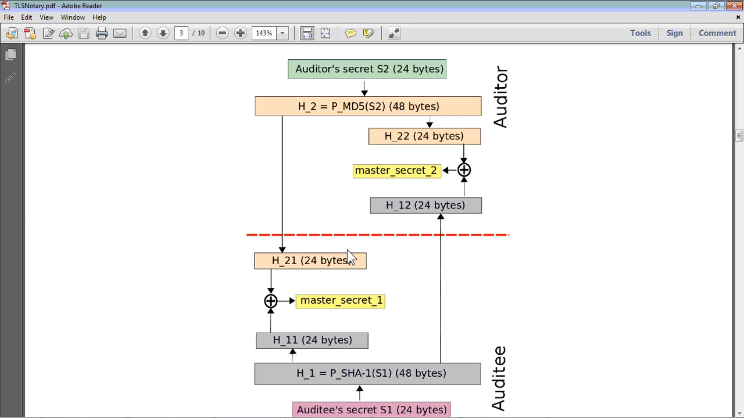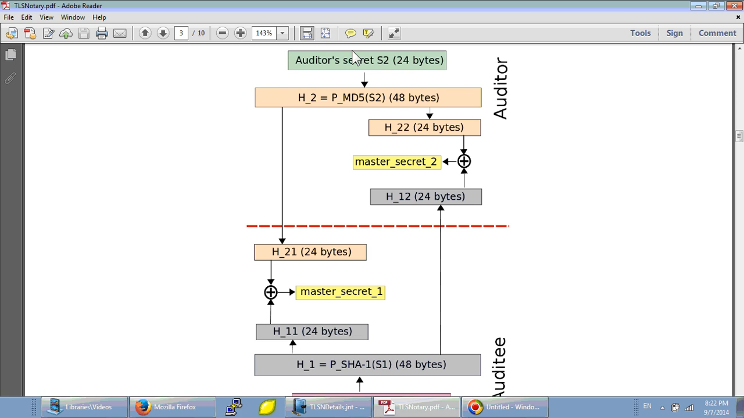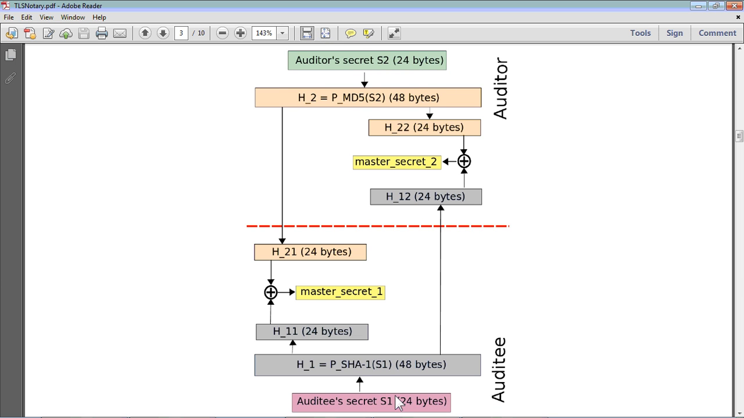The trick of it is that TLS does two steps of this PRF function to get from the original premaster secret to the final keys used for symmetric encryption. So the first step is illustrated in this diagram. It just about fits on the screen. First of all, we start off with individual secrets. Auditee has a certain secret, let's say 24 bytes. Auditor has another secret, 24 bytes.